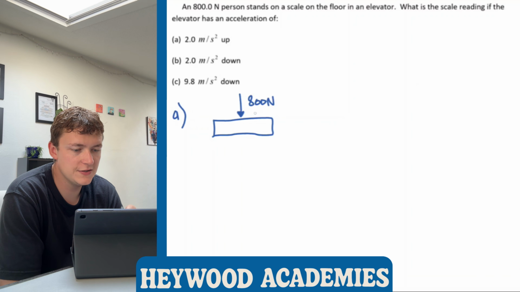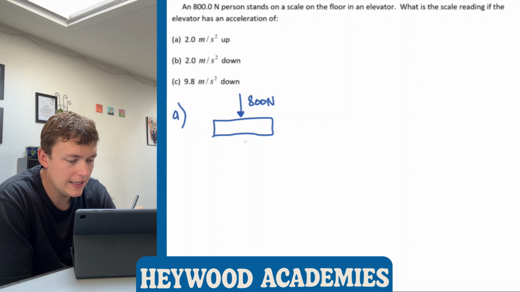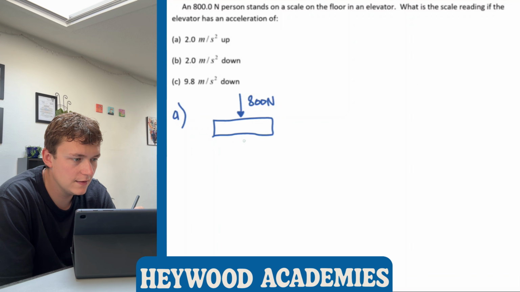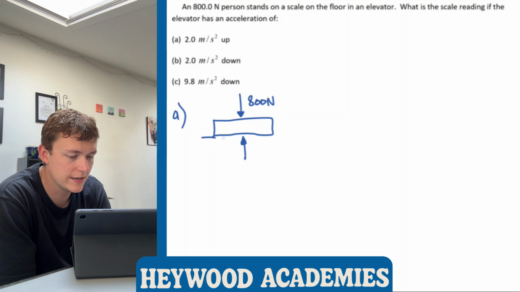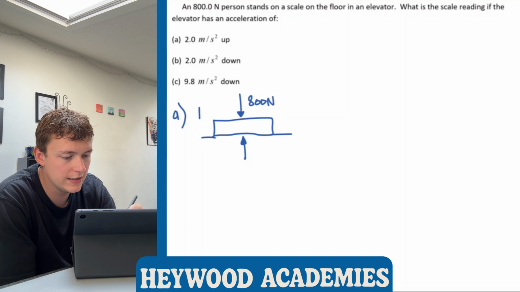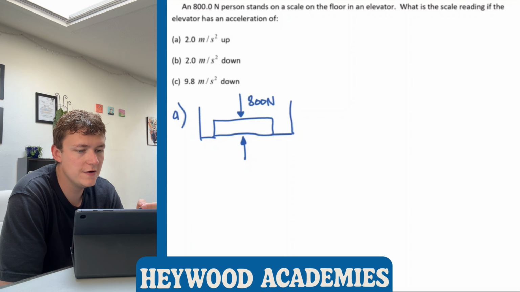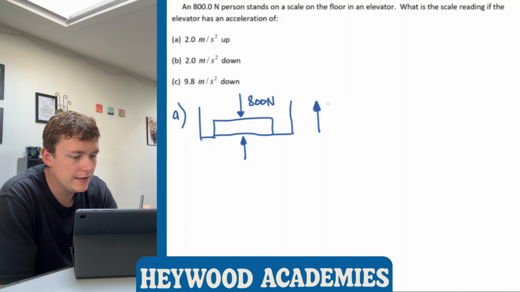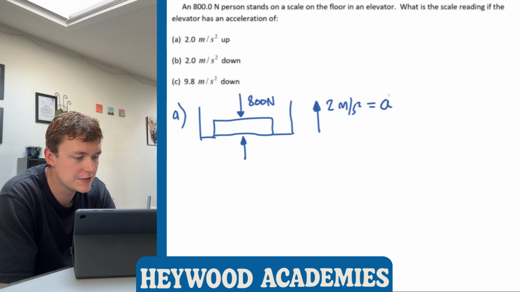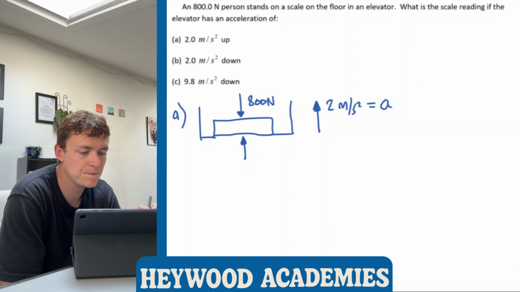Then the scale is sitting on an elevator, and the elevator is kind of pushing up on the scale. So this is like the floor of the elevator right here. And then we also know that in the first part, the elevator is moving up by 2 meters per second squared. So that's the acceleration that they gave us for the first part.